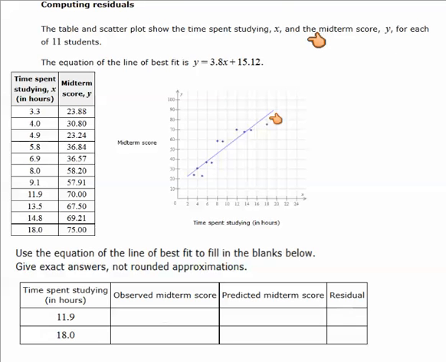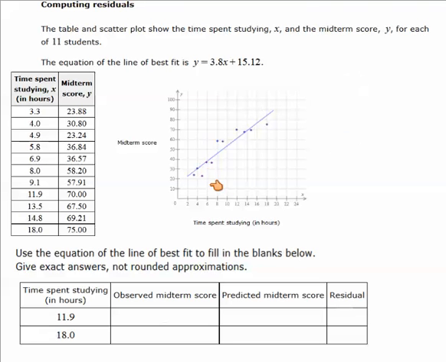Hello, today we're going to review how to compute residuals. So let's take a look at our problem. It says the table and scatter plot show the time spent studying, X, and the midterm score, Y, for each of 11 students. The equation of the line of best fit is Y equals 3.8X plus 15.12.